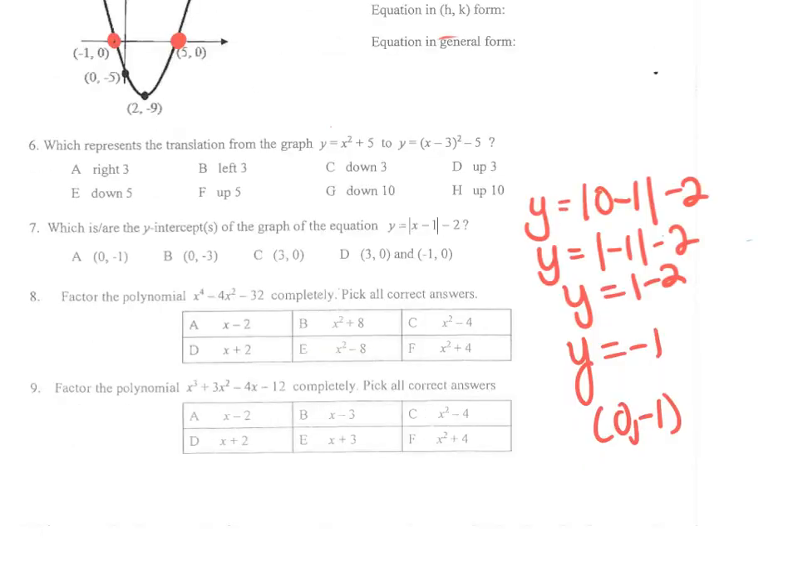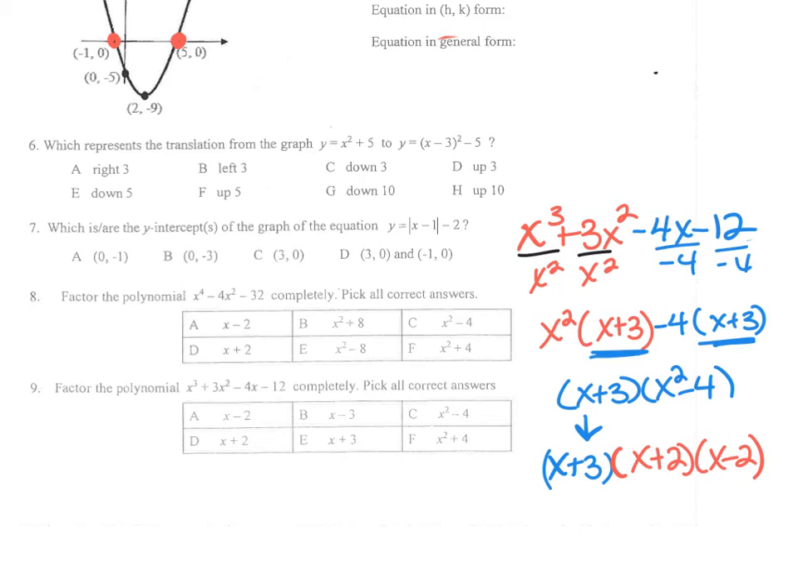Okay, so for this next question, it wants the y-intercepts. So I'm sure you probably say, well, I could graph it and find out what the y-intercepts are. But to be able to show the work, for the y-intercept, you let x equal 0. So 0 minus 1 is negative 1. The absolute value of negative 1 is positive 1. And a positive 1 minus 2 is negative 1. So the actual y-intercept is going to be 0, negative 1.